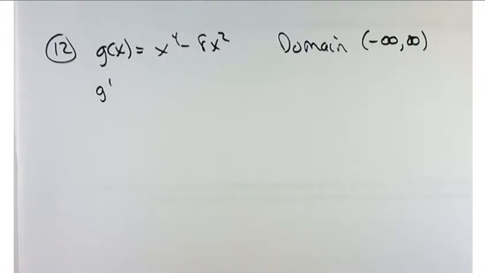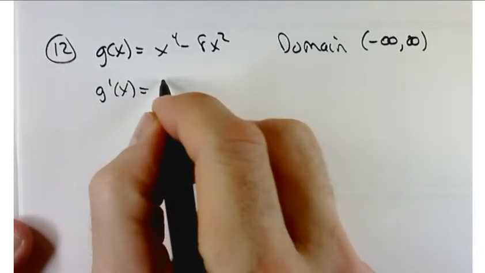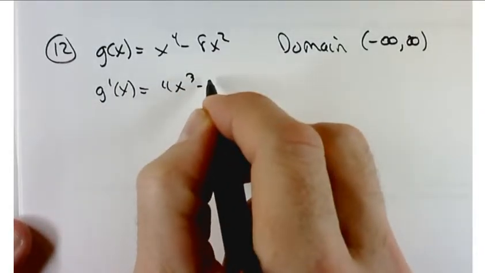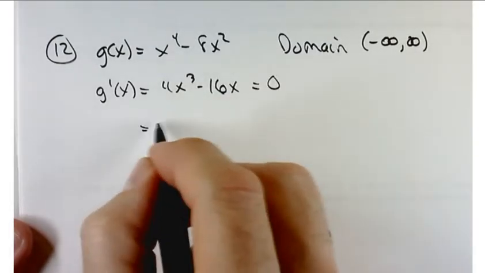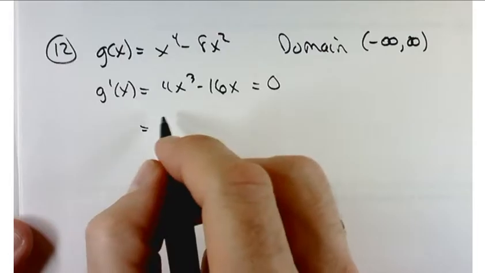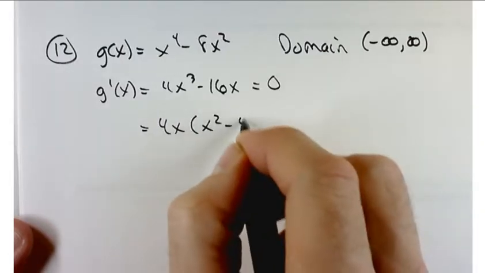Okay, that's good. So let's calculate g prime. G prime is 4x cubed minus 16x. And I want to set that equal to 0. In doing that, I'll factor out a 4x. That's going to leave behind x squared minus 4.